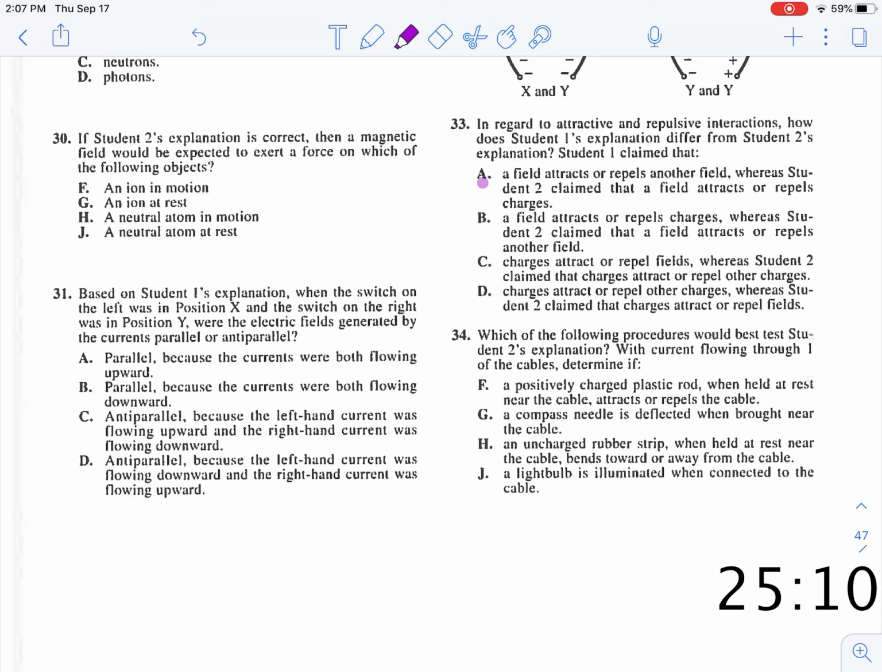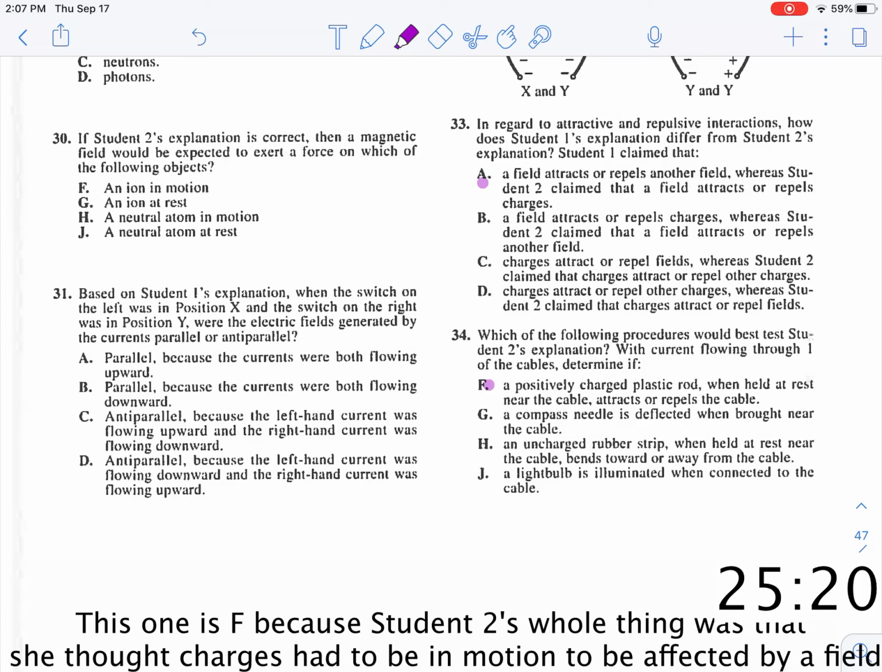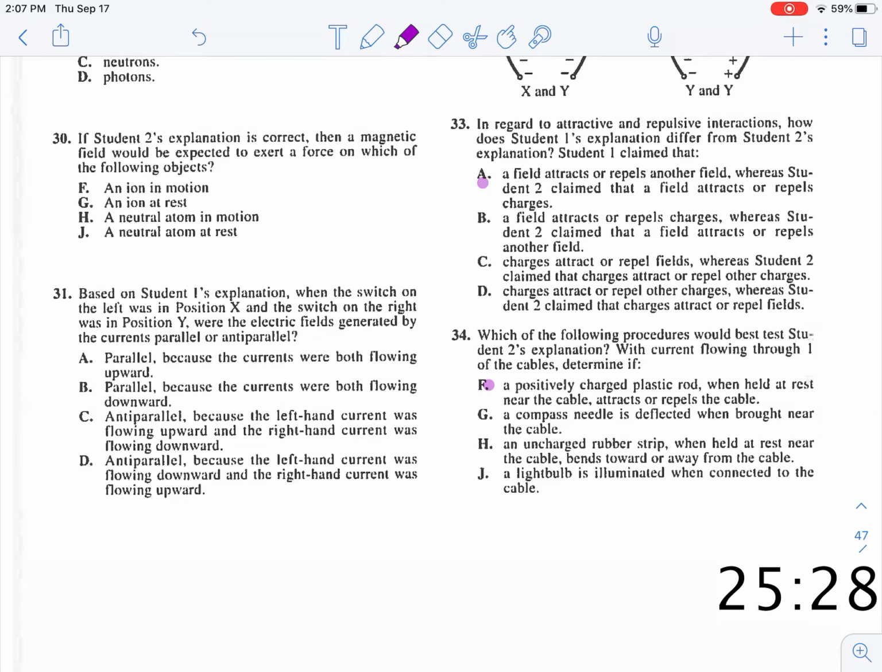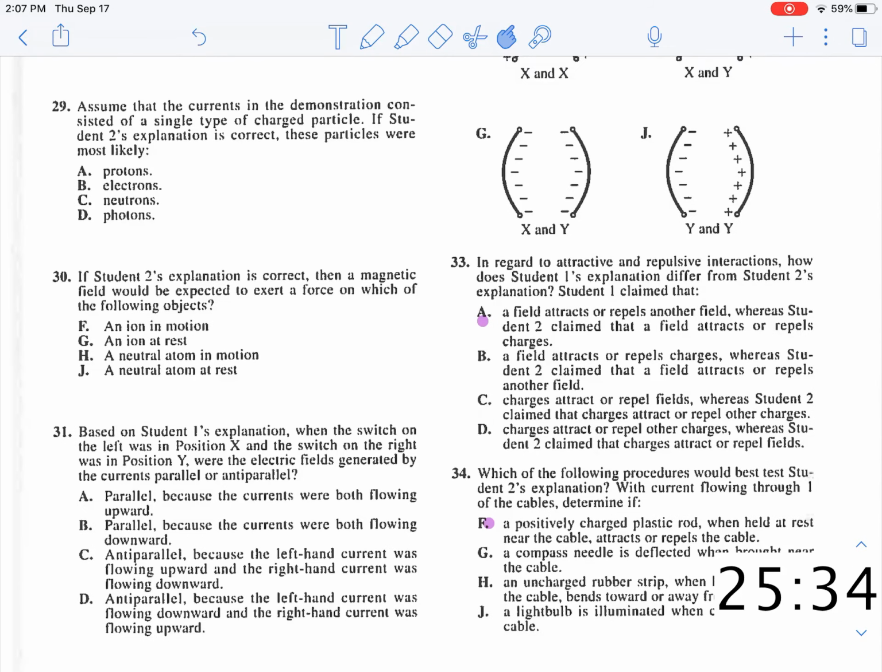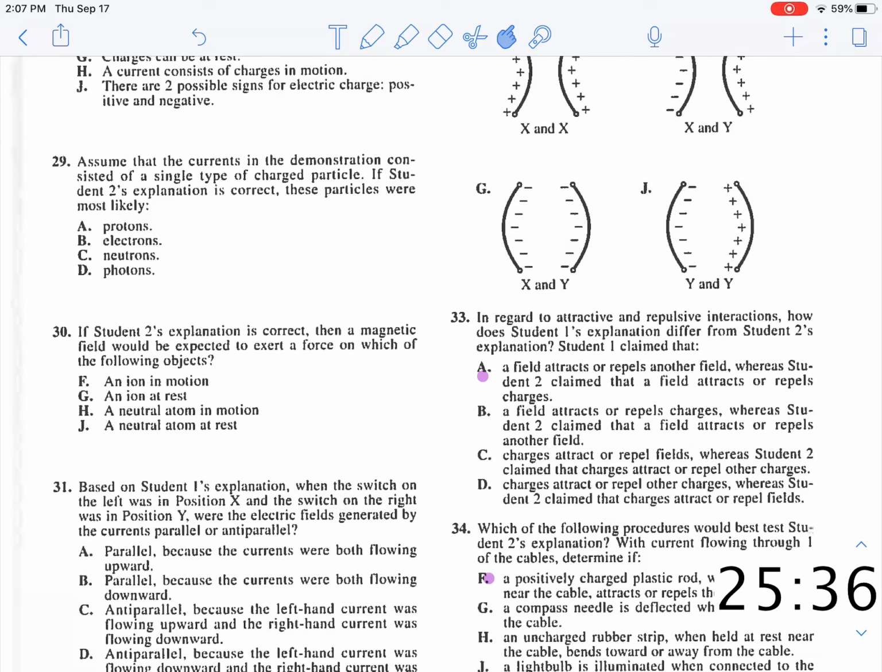Which of the following would test student 1's claim that current flowing through one cable determined if a positively charged plastic rod, when held at rest, attracts or repels the cable? Sure. That's magnets and uncharged. Yeah, I think that's F. I don't even know. I think so. It doesn't. Oh, we already did that. The student 2's explanation is correct.